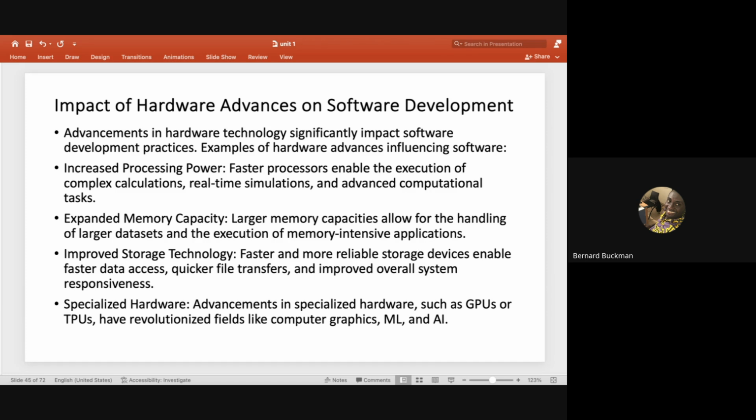And then we have specialized hardware like GPUs. GPU stands for Graphics Processing Unit, and TPU stands for Tensor Processing Unit. These are special chips which help the computer to run very effectively and efficiently. Any question?